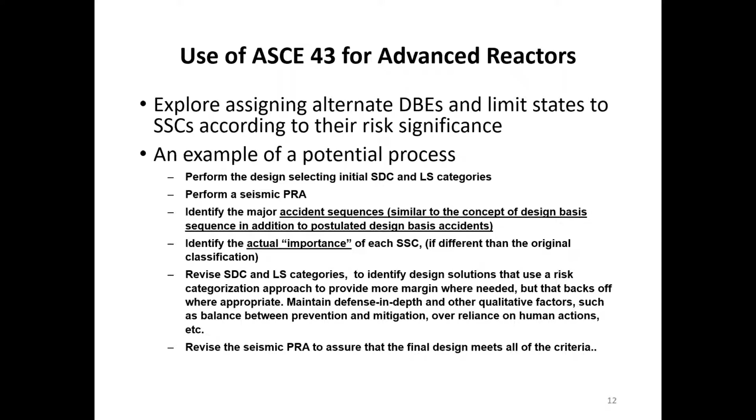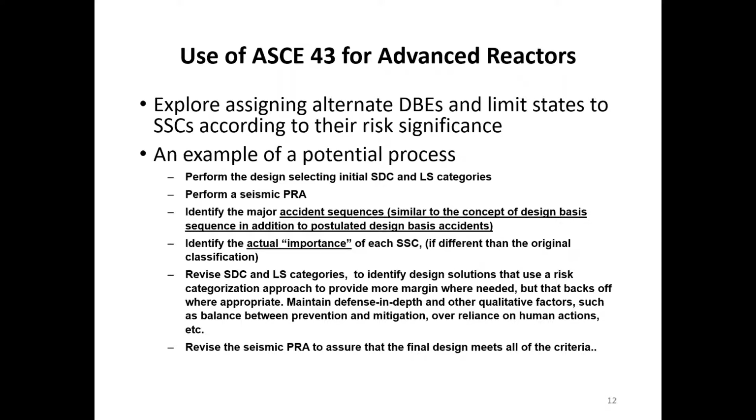So if I go through it very quickly, you start the initial process by selecting some initial SDC and LS categories, and most likely you will do the way we do today, SDC5 and limit state D. You perform a seismic PRA, and identify the major event sequences, okay? As I showed, a frequency on the FC curve. So you can display the results in terms of frequency and consequences on the FC plots. And then you can determine the importance of each SSC, okay? Now, if you also recall, the LMP also has an SSC classification. But anyway, by going through this process and looking at the risk results, you can determine what the risk significance of each SSC is, okay?